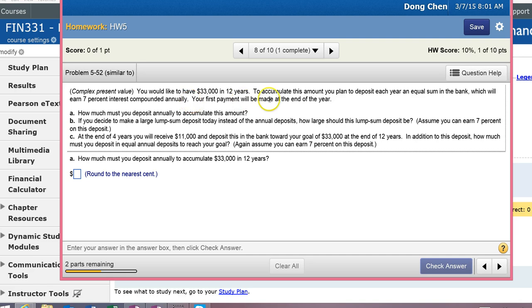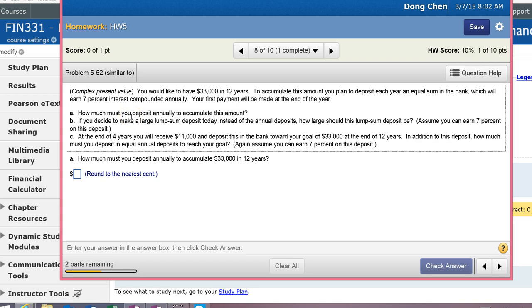So the last sentence tells us it's an ordinary annuity rather than an annuity due. Because in an annuity due, the first payment starts immediately, right, at the beginning of the year. But here the first payment starts at the end of the year. So part A, how much must you deposit annually to accumulate this amount? So this is a relatively straightforward question.